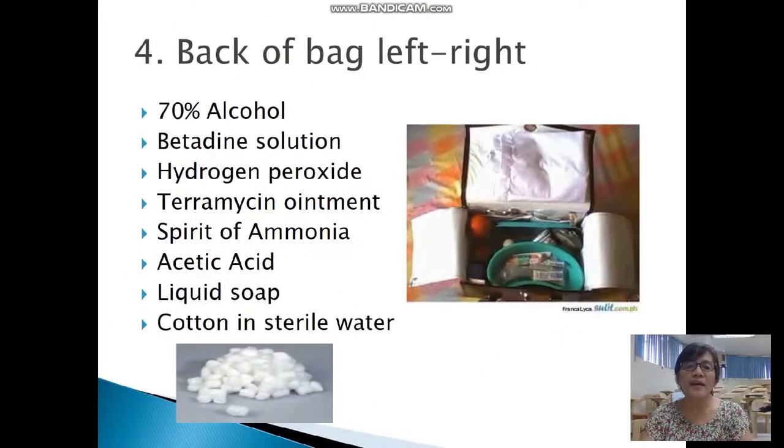Back of bag, left to right. There would be 70% alcohol, betadine solution, hydrogen peroxide, teramycin ointment, spirit of ammonia, acetic acid, liquid soap, cotton, and sterile water. Usually, this cotton and sterile water is being used for injection or immunization for a baby. This hydrogen peroxide, betadine, and teramycin ointment are usually being used for wound cleaning.